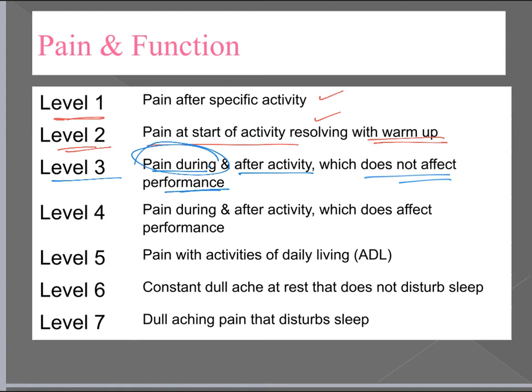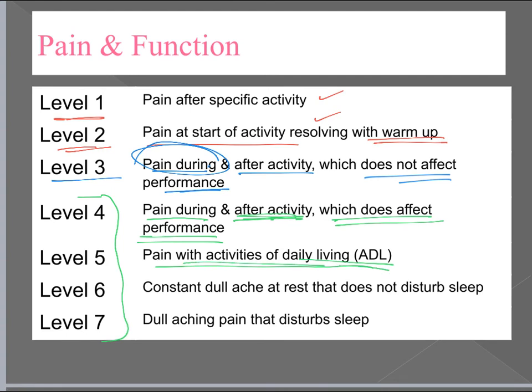When we get into the level 4s through 7, it's where there's concern, because what we know is that it does affect performance. That pain does affect performance. So that athlete reports pain during and after activity, and it's affecting performance. So this is when we say, okay, we probably need to remove that patient from play until we can reduce the amount of pain and improve function, right? Level 5 is pain with activities of daily living. So it doesn't matter what they're doing, it hurts.